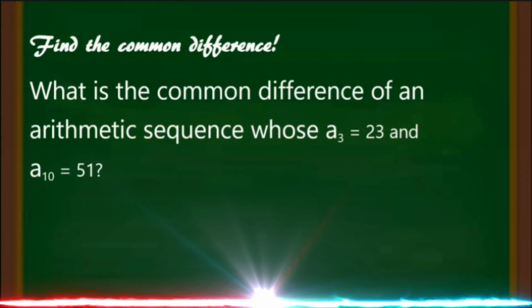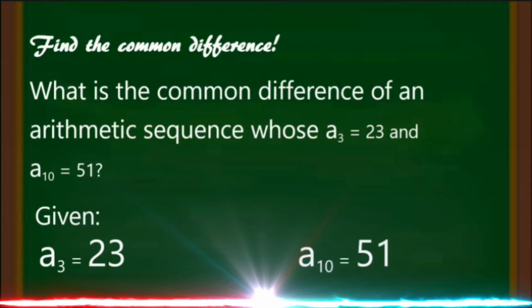So let's check what is given. Our a sub 3 is equal to 23 and a sub 10 is equal to 51. That is the only known or the values given. But we are required to solve for the common difference. So how are we going to solve for our common difference?